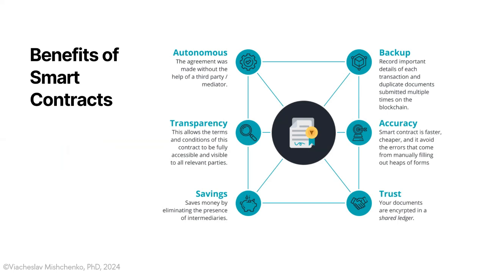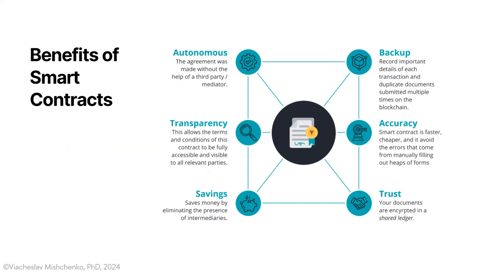And the trust element is fascinating as well, because your documents are encrypted in a shared ledger. And you can think of it as having your agreement stored in the world's most secure digital vault, for example. And finally, let's talk about savings. So in my work, I've really seen companies reduce costs significantly by eliminating intermediaries, and this benefit alone has made many organizations switch to smart contracts.